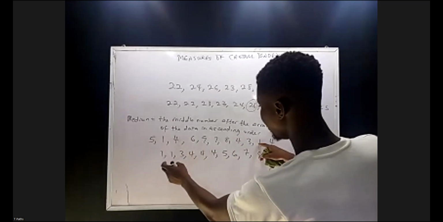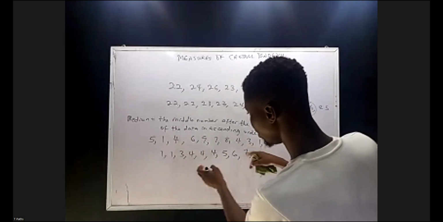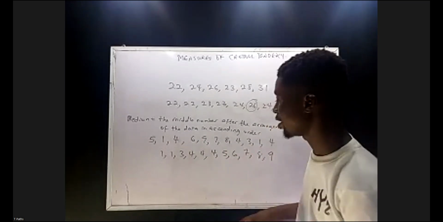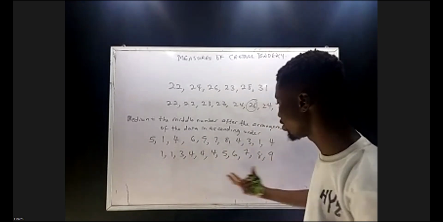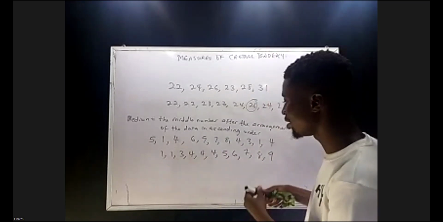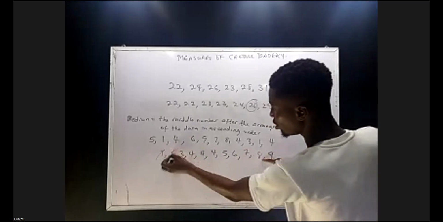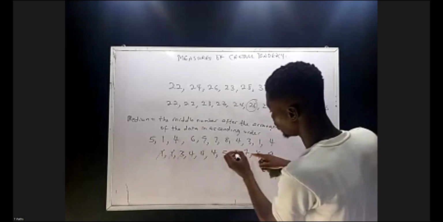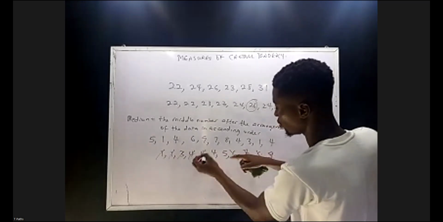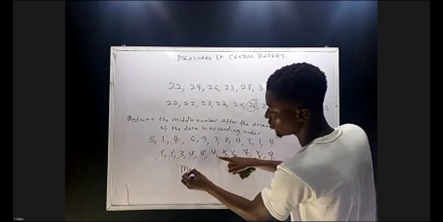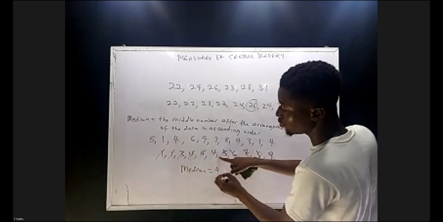So we arranged it 1, 1, 3, and the last one is 9. Now, if you look at this set of data, the median is simply the middle number. Let's look out for the middle number. You cancel this one out, cancel this one out, and so on. So my median is simply 4, which is the middle number.